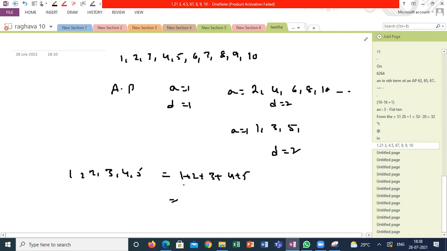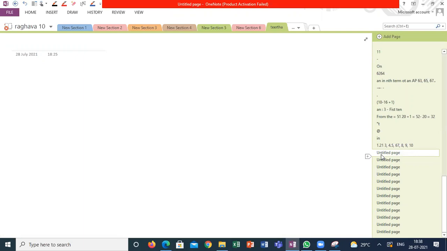I can add. This is 1 plus 2, 3, 3 plus 3, 6, 6 plus 4, 10, 10 plus 5, 15, 15 plus 6 is 21, 21 plus 7 is 28, 28 plus 8 is 36, 36 plus 9 is 45, 45 plus 10 is 55. This is how I can add numbers 1 to 10. But it is not possible to add like this for larger numbers. This is not a proper method.